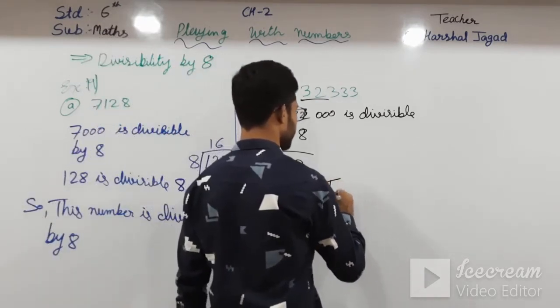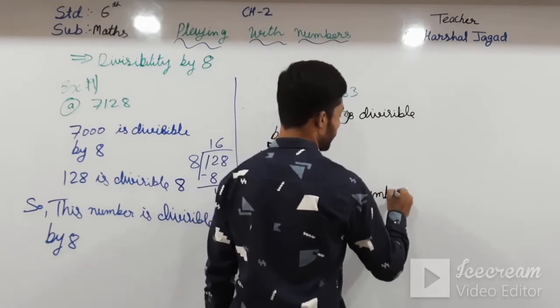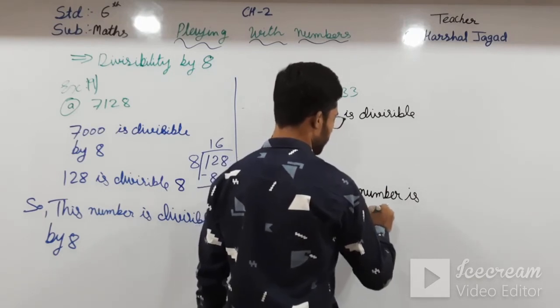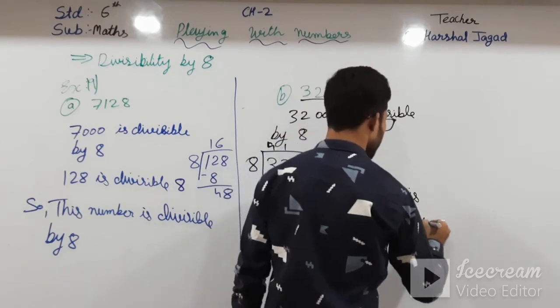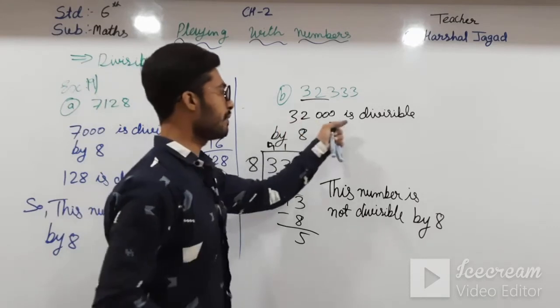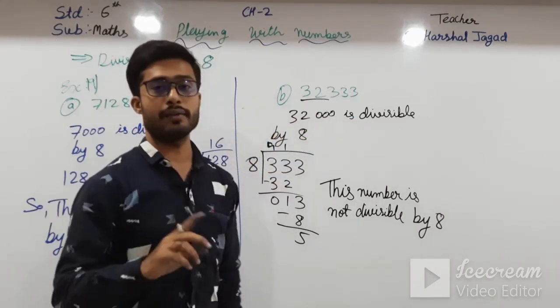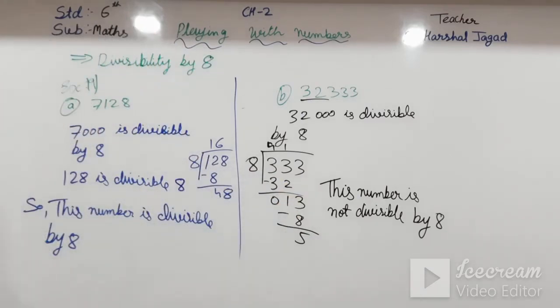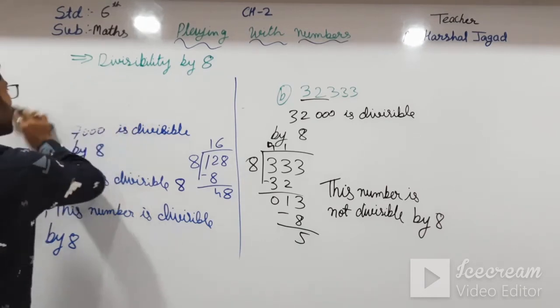So this number is not divisible by 8. Why? 32,000 is divisible by 8, okay students, but 233 is not divisible by 8. So this number is not divisible by 8. So we have seen the divisibility of 8. Now the next sums are given in example number 20. First of all, write down this, then after that we go to example number 20. Okay students, have you written down this? Now moving towards example number 20.